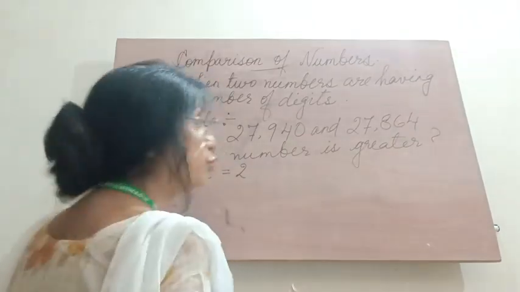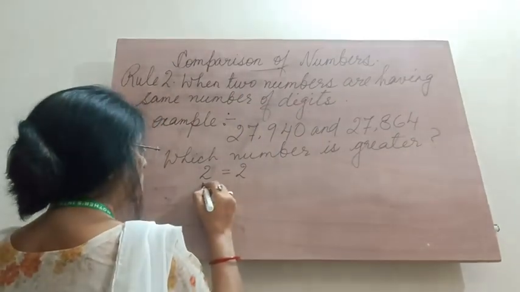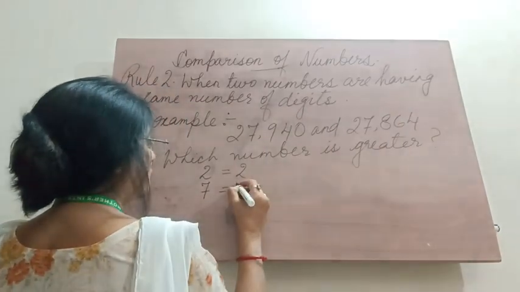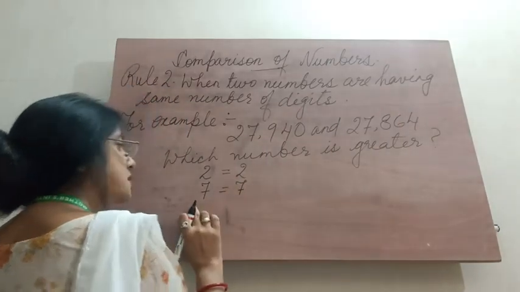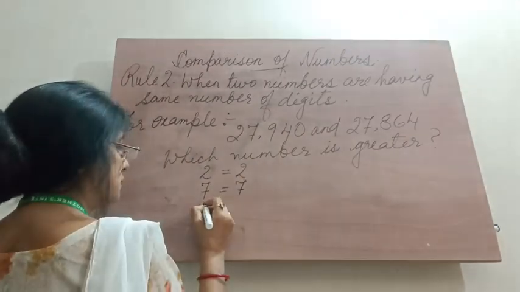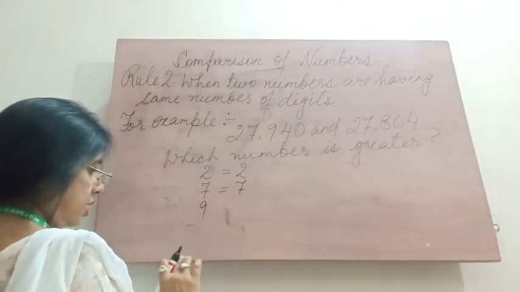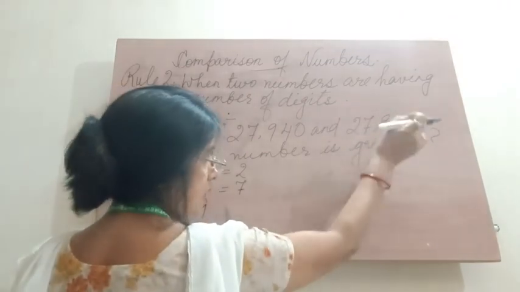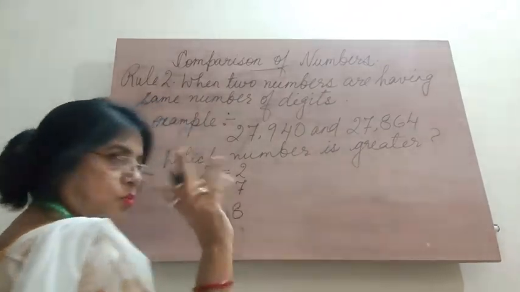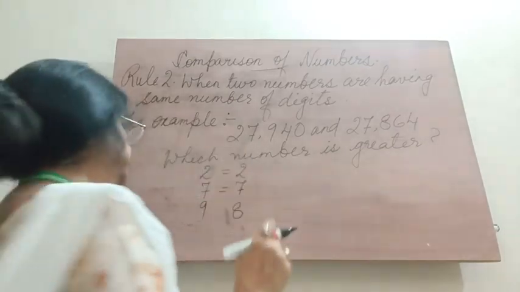Now, we are going to move towards the second digit. In the first number, the second digit is 7. And of course, in the second number also, the second digit is 7. Again, 7 is equal to 7. We will move towards the third digit. In the first number, the third digit is 9, whereas in the second number, the third digit is 8. Both the digits are different. Now we can easily find out which number is greater.